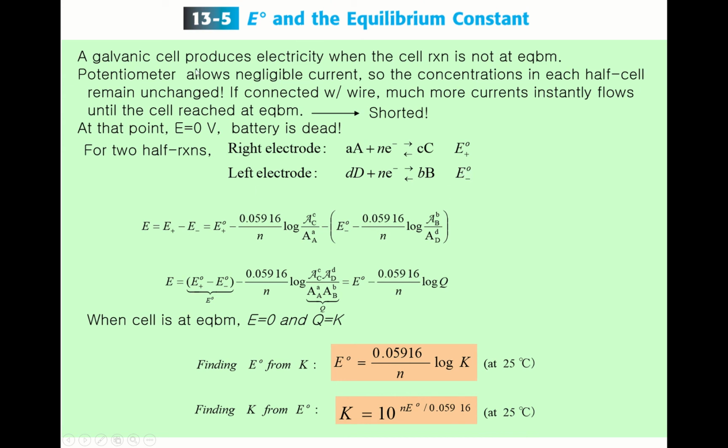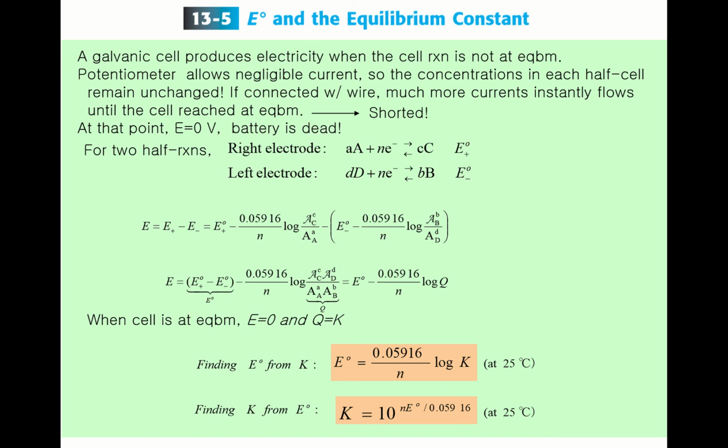A galvanic cell produces electricity when the cell reaction is not at equilibrium. A potentiometer allows negligible current, so the concentrations in each half cell remain unchanged. If connected with wire, much more current instantly flows until the cell reaches equilibrium. Do you know what that means? Let's see.